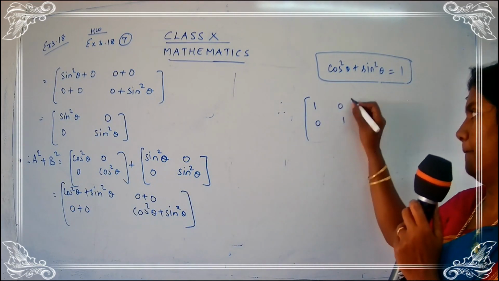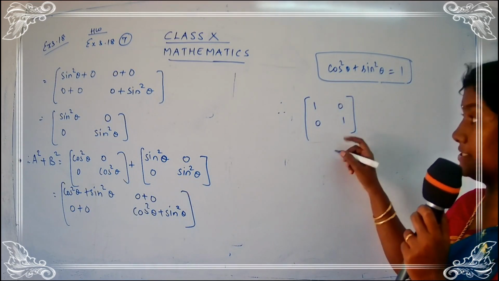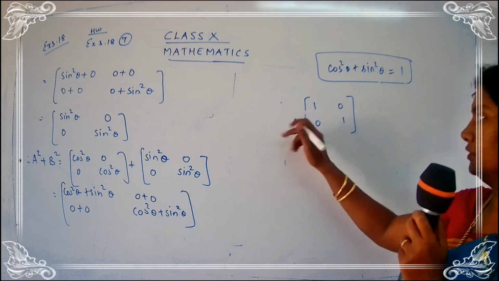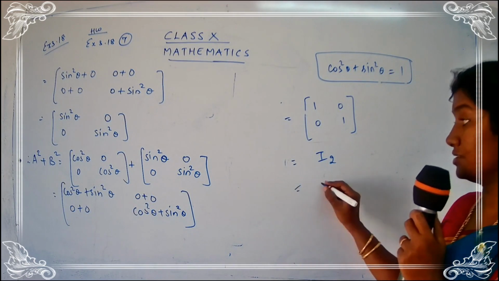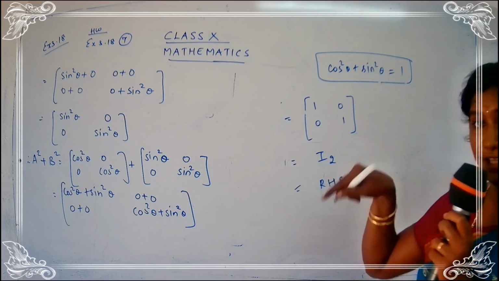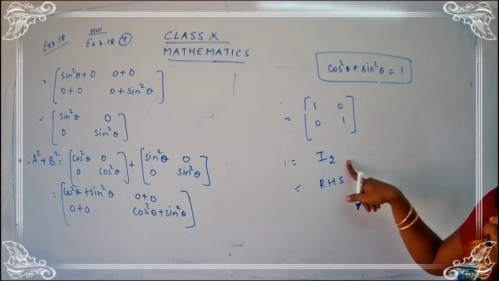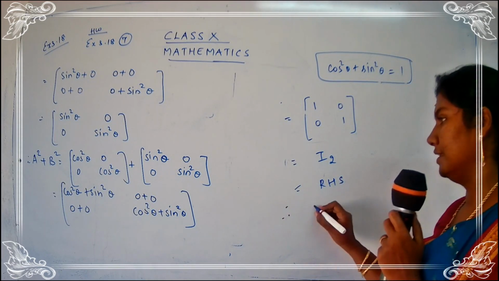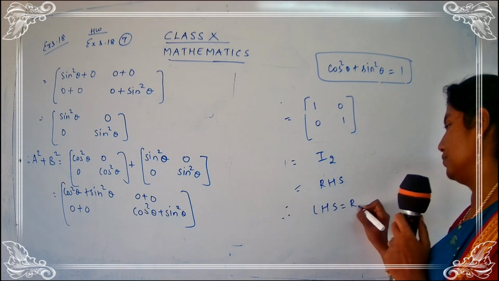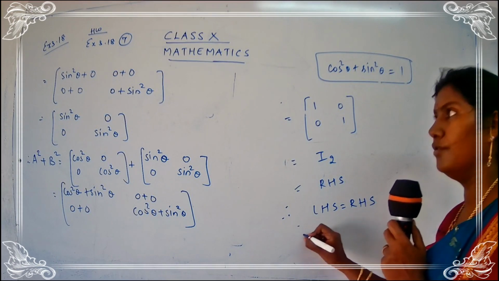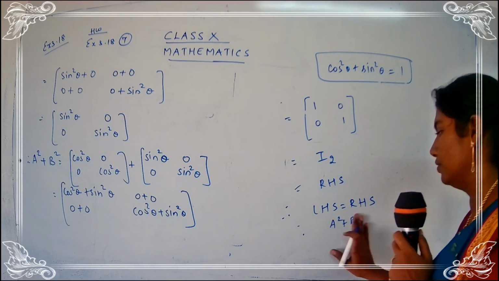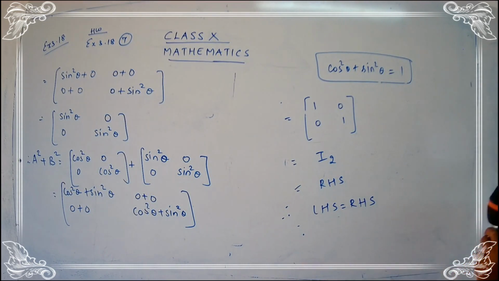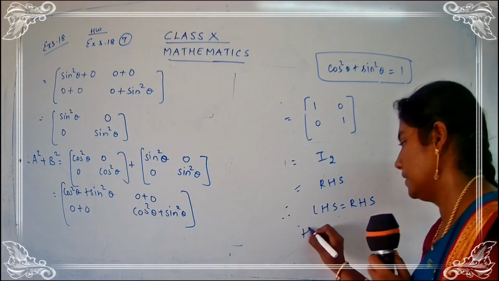0, 1. I have told you what this is. This is I2. So this is equal to I2. That was your RHS. So we started with the LHS and we have arrived at the RHS. Therefore LHS is equal to RHS. Hence proved.